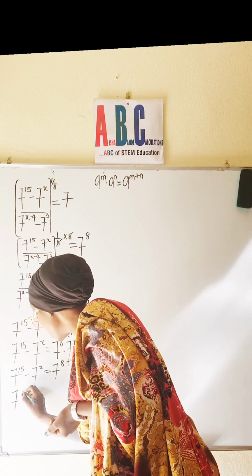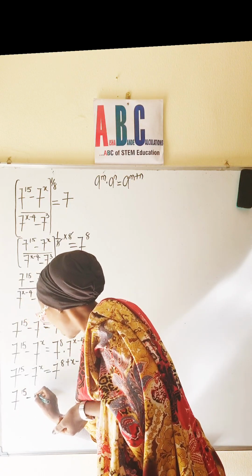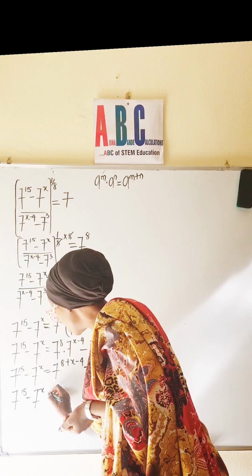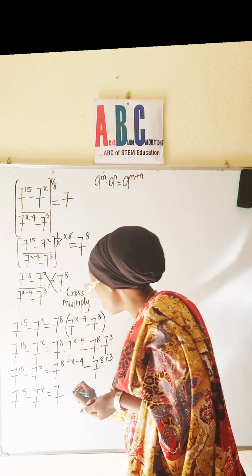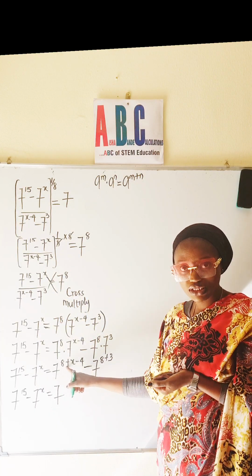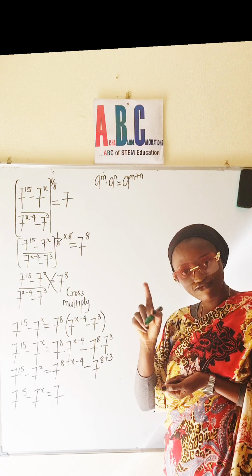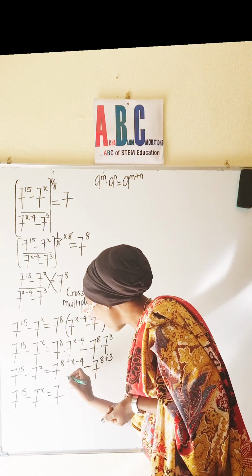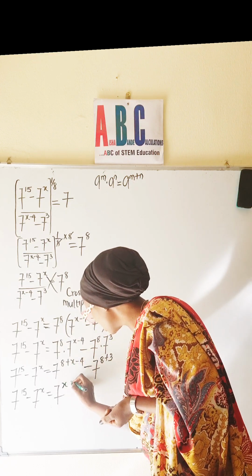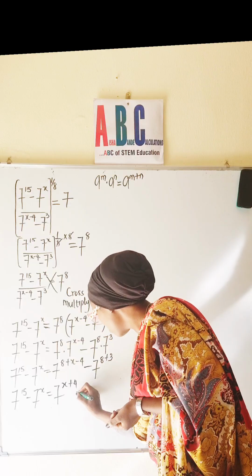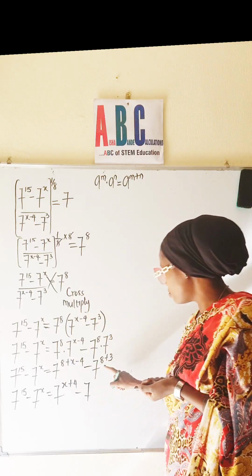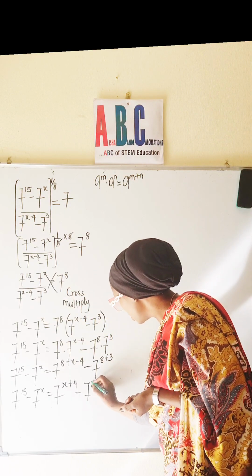So we have 7^15 − 7^x is equal to 7 to the power of, now let's simplify this. 8 minus 4 is 4, so we have x plus 4, right? Minus 7 to the power of 8 plus 3, which gives us 11.